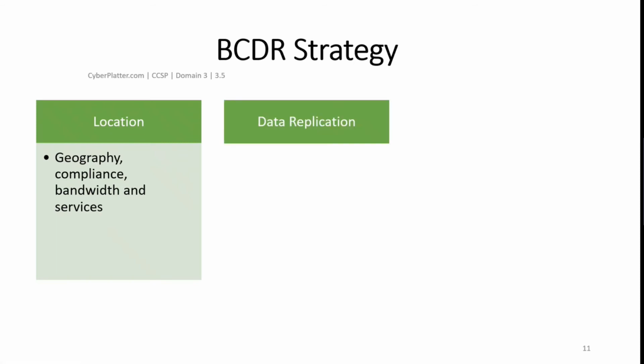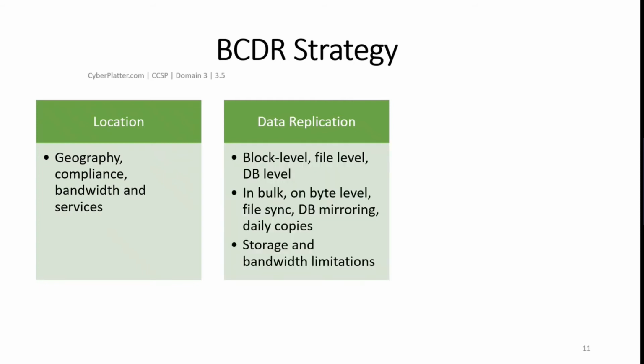One is data replication. Data replication is about maintaining an up-to-date copy of the required data on a different location. It can be done on a number of technical levels and with different granularity. For example, data can be replicated at the block level, file level, database level. Replication can be in bulk on the byte level, file synchronization, data mirroring, daily copies, and so on. These alternatives can differ in the RPOs, recovery options, bandwidth requirements, and failover strategies.